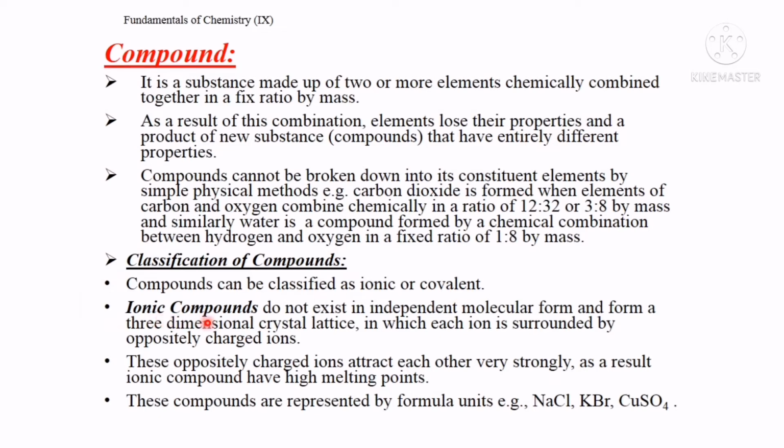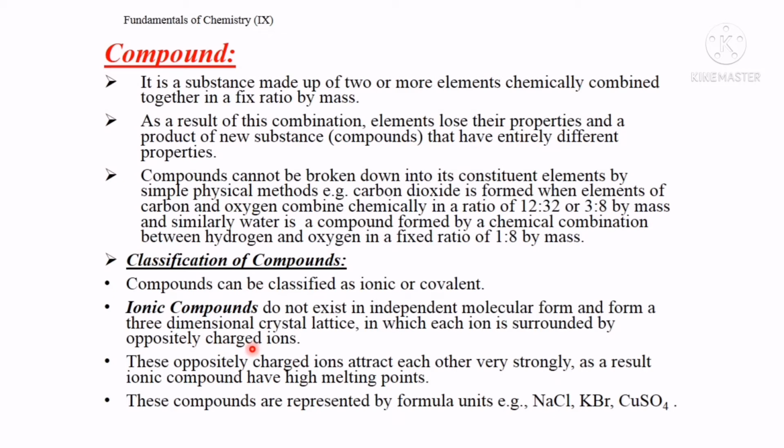In ionic compounds, which we are discussing first, ionic compounds do not exist in independent molecular form. Remember, ionic compounds do not exist independently in molecular form. An ionic compound is a three-dimensional crystal lattice in which each ion is surrounded by oppositely charged ions.